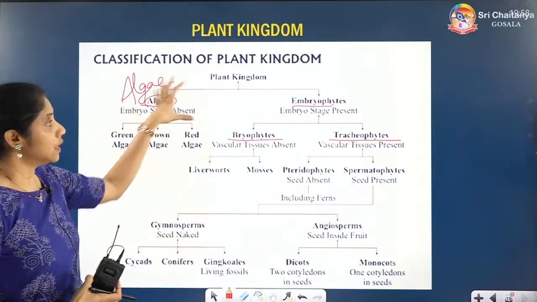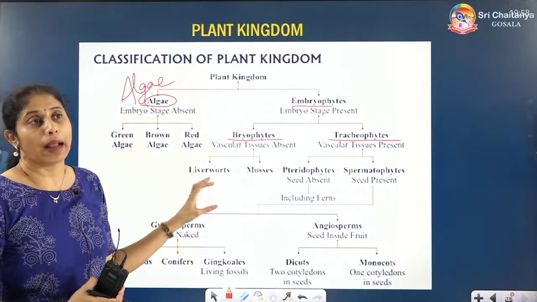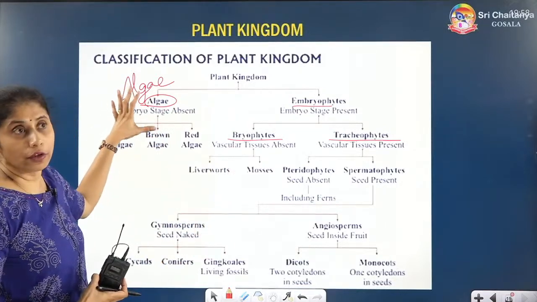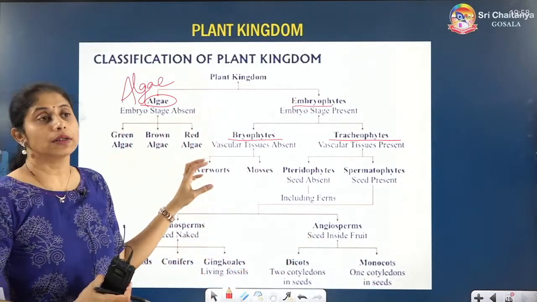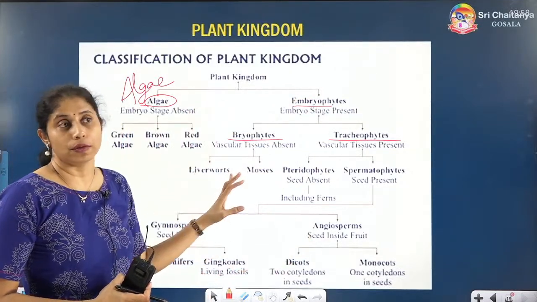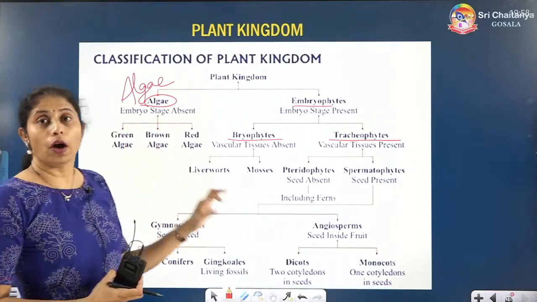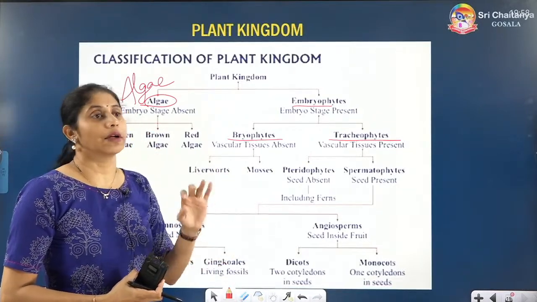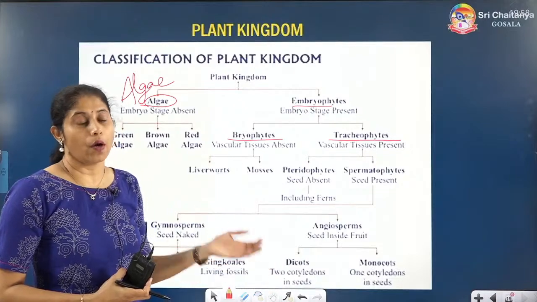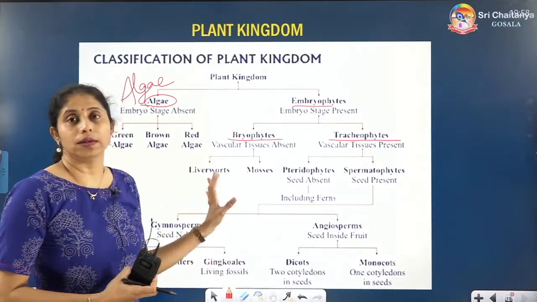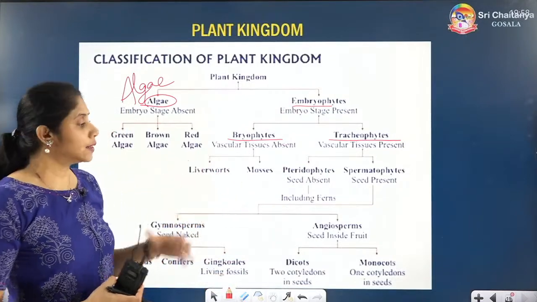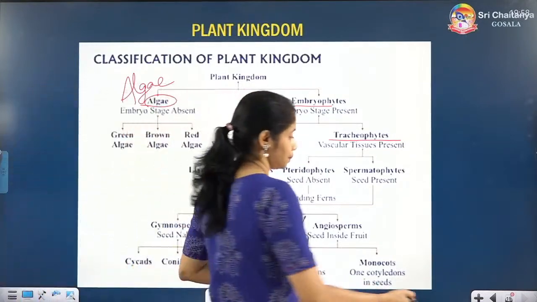So this is the total glance of the plant kingdom, where algae are non-embryophytes and all the remaining plants are embryophytes because they contain embryos. Only algae will not contain embryos. Algae are non-embryophytes; all remaining plants are considered embryophytes. Let us see the details of algae.